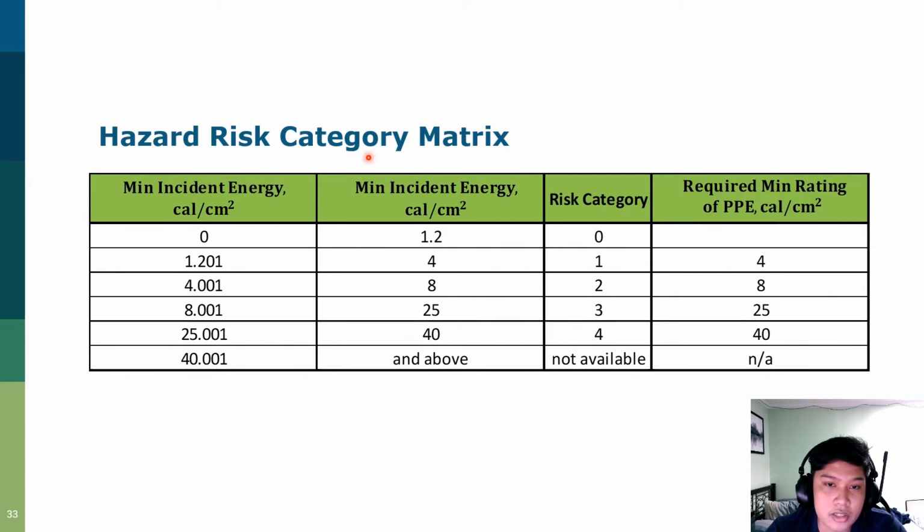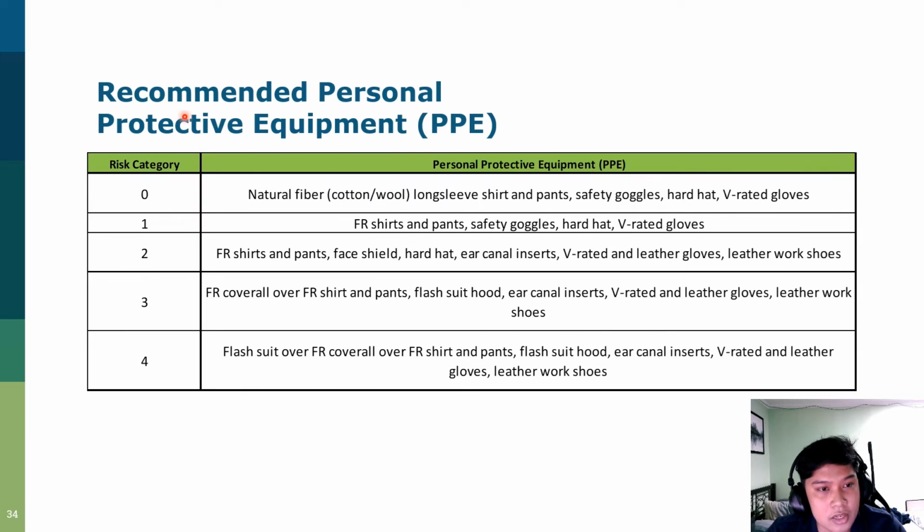So hazard risk category matrix, this is the minimum incident energy to its maximum value, and risk category, the minimum rating of PPE. Now this is the recommended personal protective equipment, in short PPE. This is the risk category. This is the corresponding PPE to be used in said risk category values.